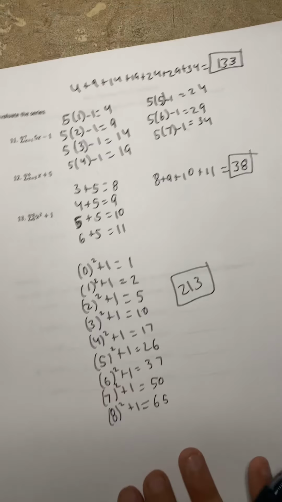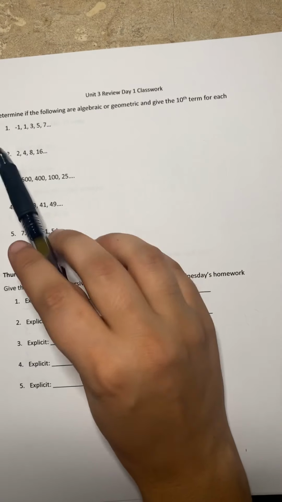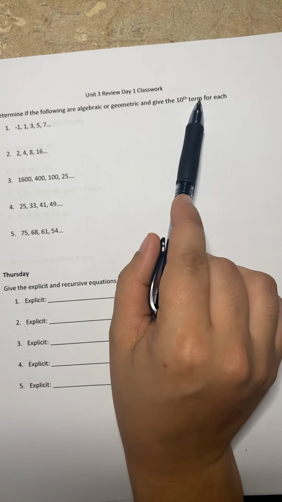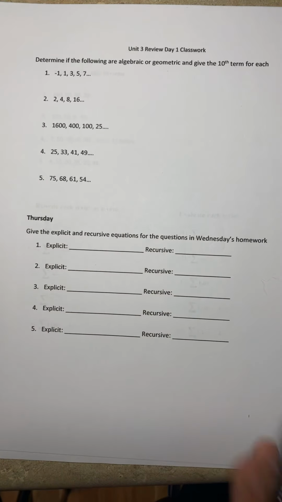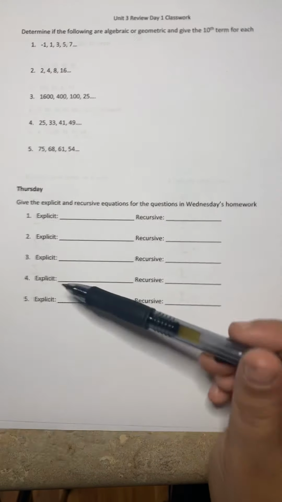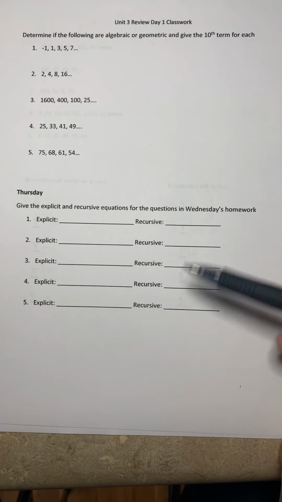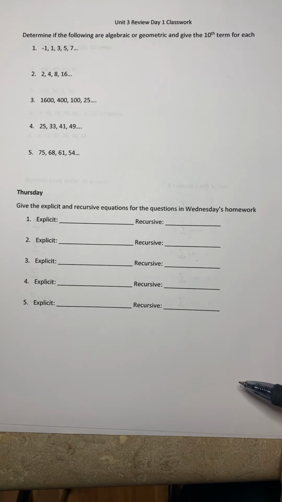All right, so that's the last page of the notes. I forgot to go over the day 1 classwork on the first video. So for the day 1 classwork, all you're doing is telling me, is it algebraic or geometric, and then telling me what the 10th term is, which means you're going to need to know what the explicit equation is. On Thursdays, you're using 1 through 5 and giving me the explicit equation and the recursive. Don't forget, the recursive function has 2 different equations to it. Okay, so that is the day 1 classwork.